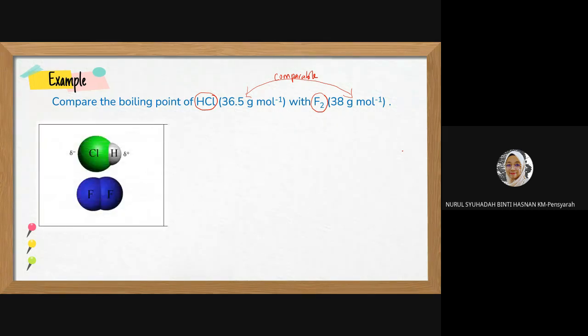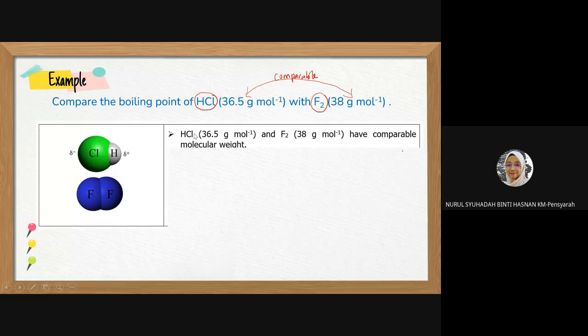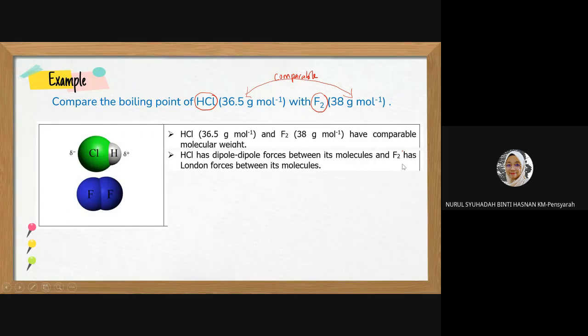So for this one, kita akan kata HCl and F2 have comparable molecular weight. So HCl has dipole forces between its molecule and F2 has London forces between its molecule. Sebab apa tadi saya beritahu awak, HCl adalah polar. So polar akan ada dipole. Okay, F2 adalah non-polar. So bila non-polar, the intermolecular forces cuma ada London forces sahaja. Okay, jadi bila nak explain awak kena nyatakan, so what is the type of intermolecular forces that it has. So ni tadi HCl and then F2.